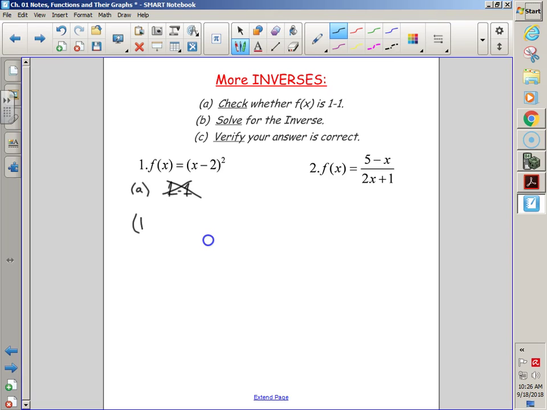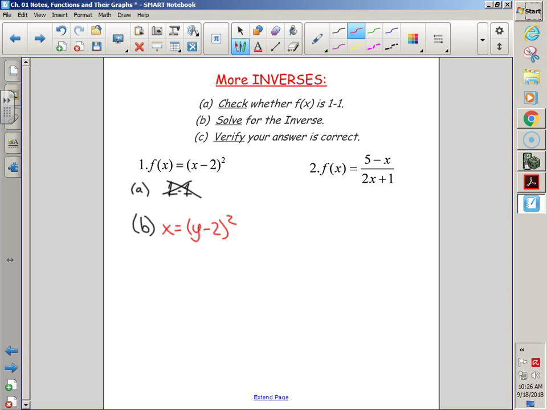Letter B says still solve for the inverse, though. Now, technically, I suppose you could say, I shouldn't have to do that because the inverse function doesn't exist. But does an inverse still exist? Yes, he's just not a function. So how would we solve for the inverse? Good, make f of x, y, and then switch. Is it okay if I just go straight to here? You guys tracking?